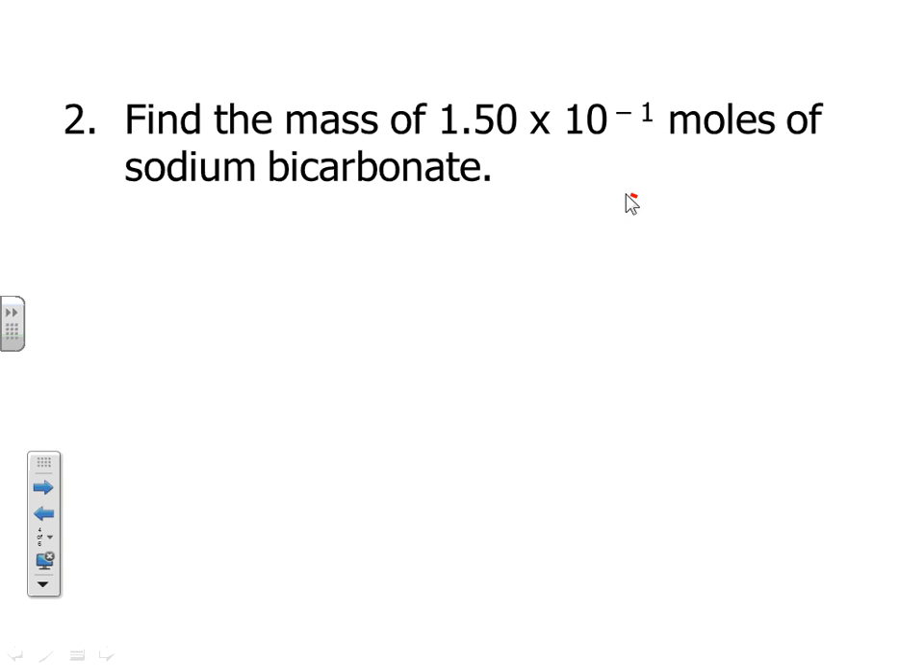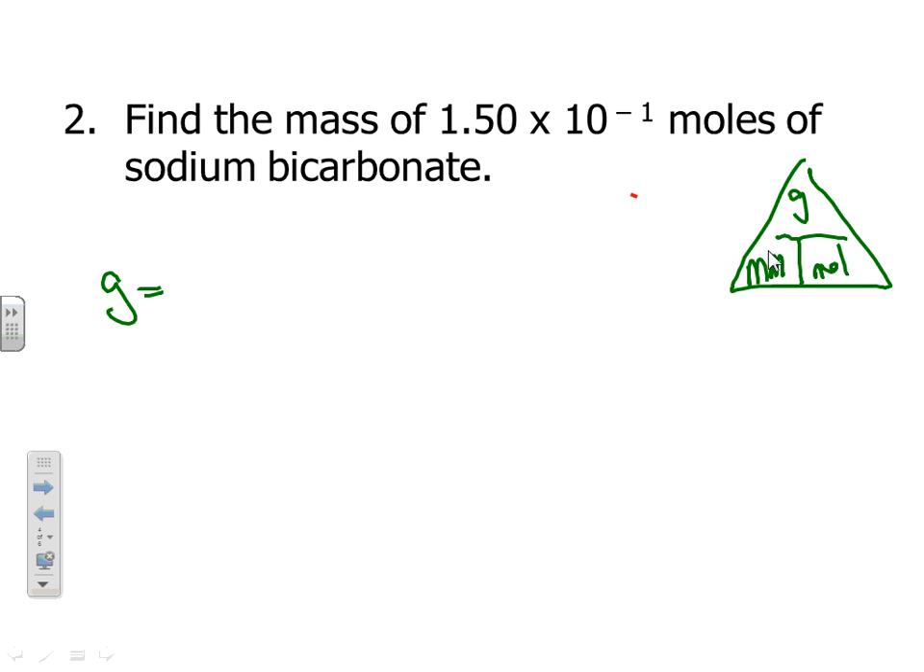So again, our triangle. Remember, it comes from the units. The units for molar mass are grams per mole. That's how you're going to get your triangle. Find the mass. I'm looking for the grams, G.